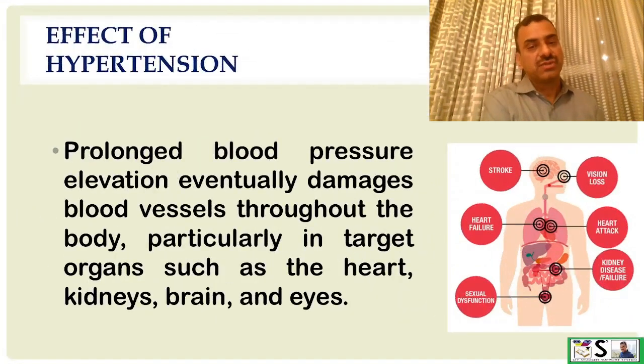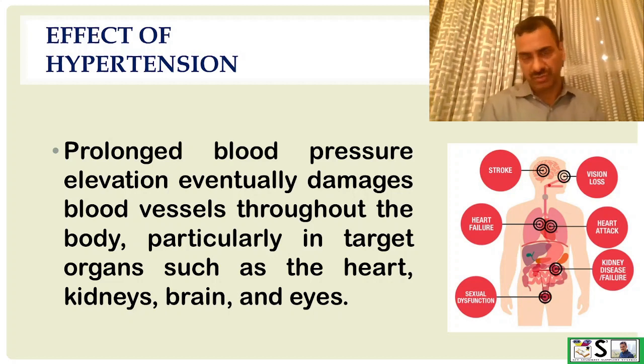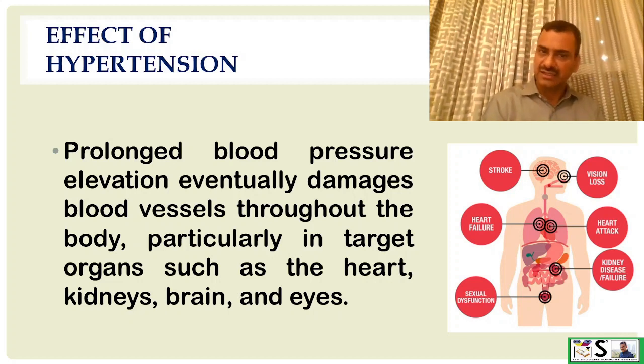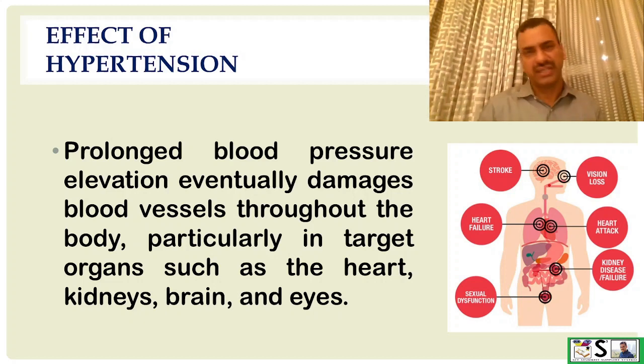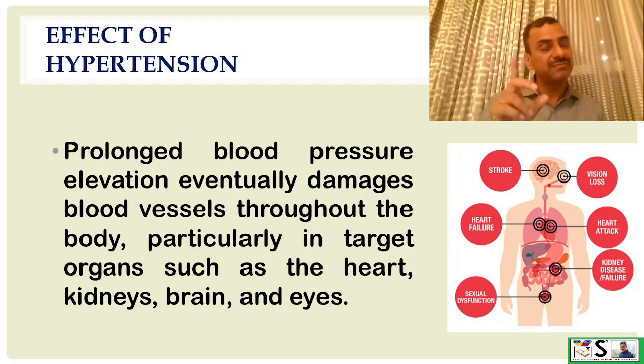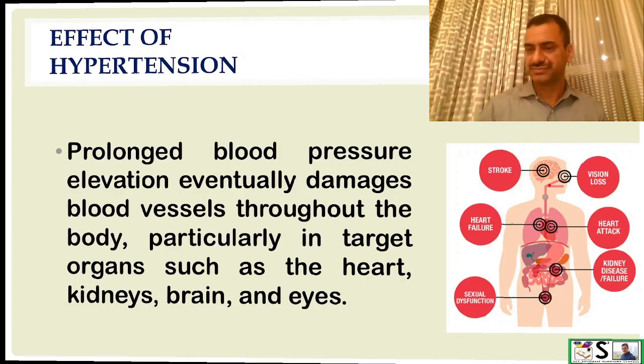So what are the effects? Prolonged high blood pressure will affect the vascular system of our body. And as you know, throughout our body there are blood vessels. When these blood vessels are damaged, then the target organs which are supplied by those blood vessels are affected. Particularly important organs such as the heart, kidneys, brain and eyes are affected by prolonged hypertension.